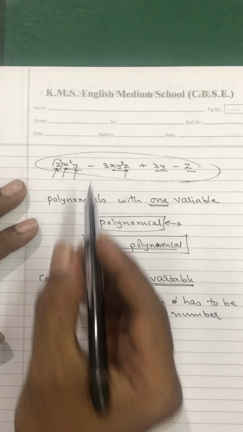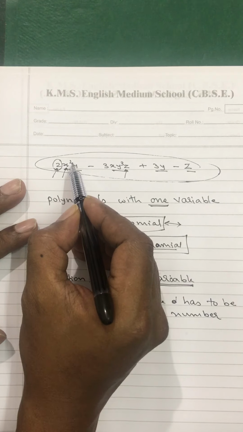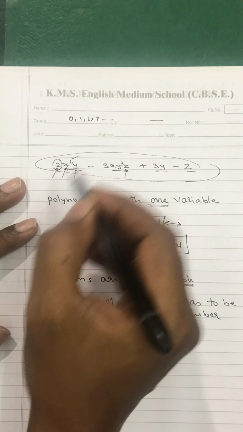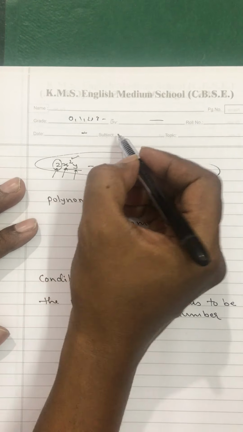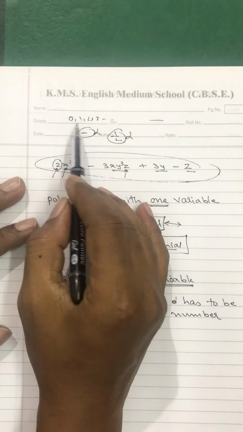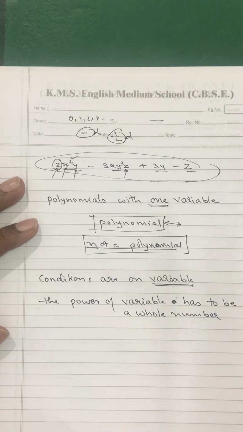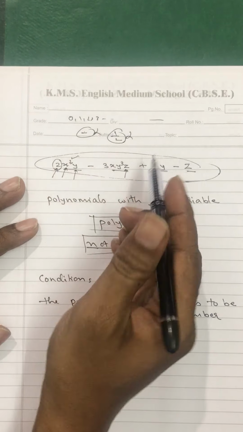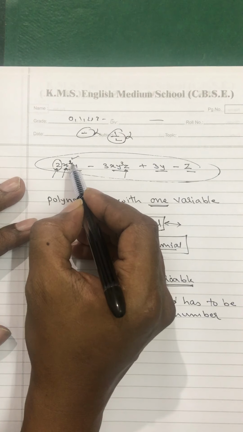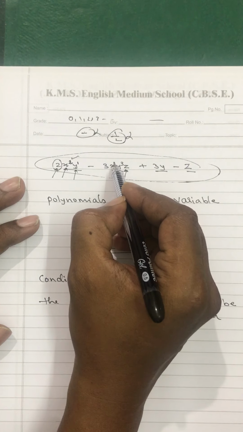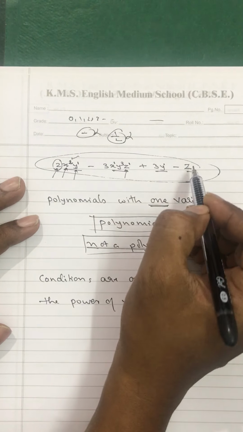Like in this case, if I consider this, the power of this variable is 2. It is a whole number. Whole number means all those numbers 0, 1, 2, 3 up to infinity. Negative numbers or fractions are not allowed. These don't come in whole numbers. Positive numbers, all the positive numbers including 0, are called whole numbers. So the power of the variable should be a whole number. So here the power is 2, so it is a whole number. Here there is no power, means power is 1, it is a whole number. Power is 1, power is 3, power is 1, power is 1, power is 1.